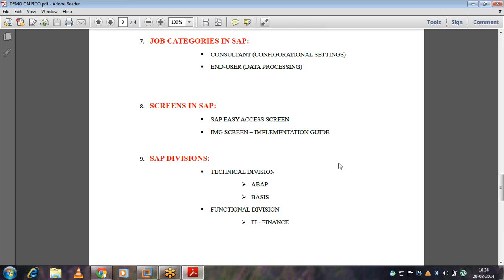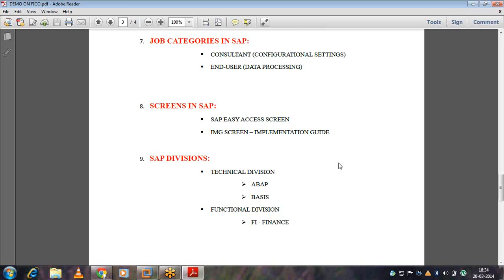SAP as an ERP has two divisions within it. It is divided into two parts, two sections. The first division is technical and the second division is functional. So what is technical?